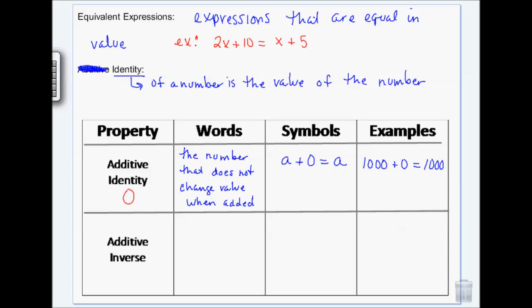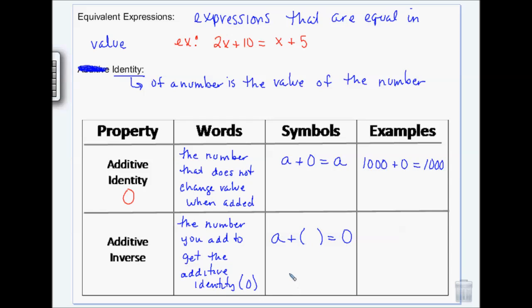Okay. Now the additive inverse is the number you add to get the additive identity. So that's the number you would add to some number to get 0. Well, what would I add to A to get 0? If I said 5 plus what equals 0? Negative 5, right? So negative A. So the additive inverse is always the opposite of whatever number you have. So additive identity is 0, additive inverse is opposite.